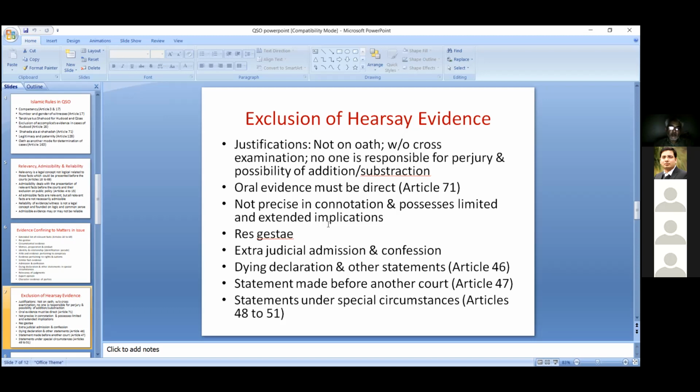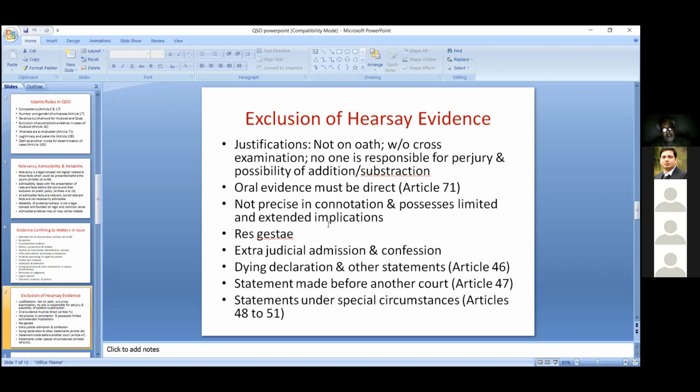And no one should represent him in the court. So this is the direct kind of evidence. Oral evidence must be direct generally, but there are exceptions, and one of the exceptions we have already mentioned is shahada ala shahada, when we were dealing with the concept of Islamic provisions in Kanun-e-Shahadat Order.